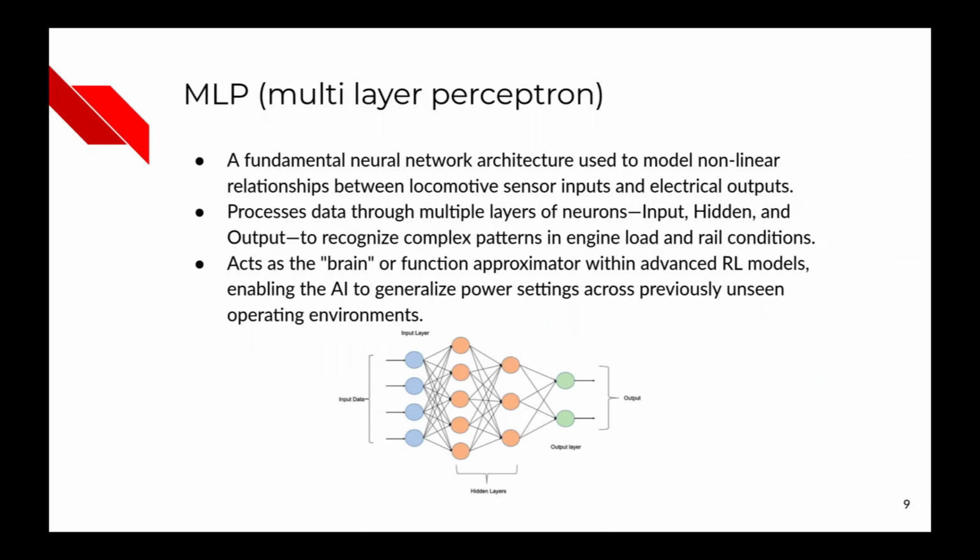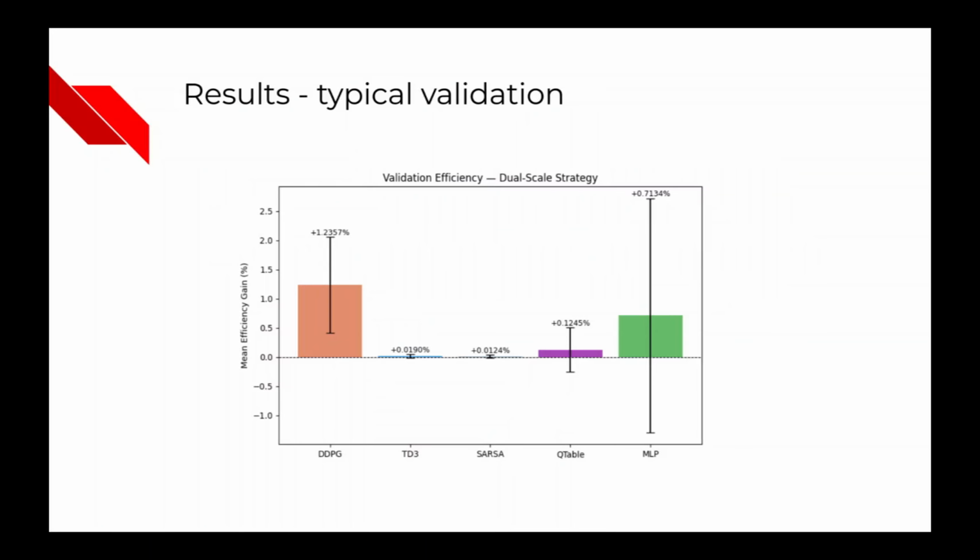And MLP, or multi-layer perceptron, the fundamental neural network architecture used to model nonlinear relationships between locomotive sensor inputs and the electrical outputs. It processes data through multiple layers of neurons to recognize complex patterns, such as in the engine load or rail conditions, and acts as the brain within advanced RL models, enabling AI to generalize the power settings across previously unseen operating environments.